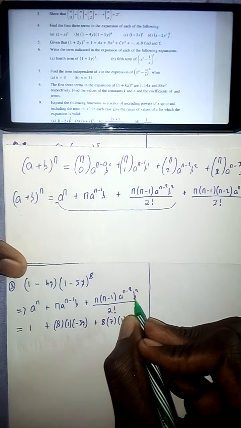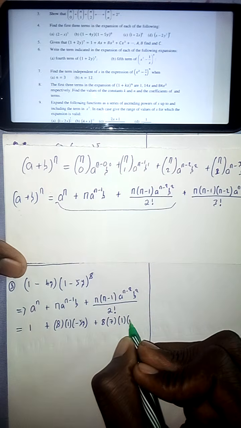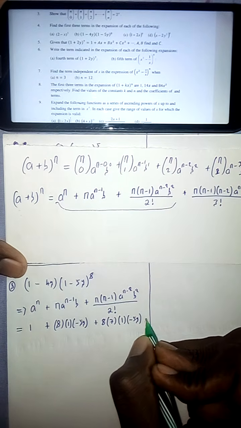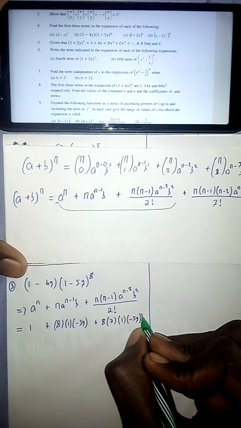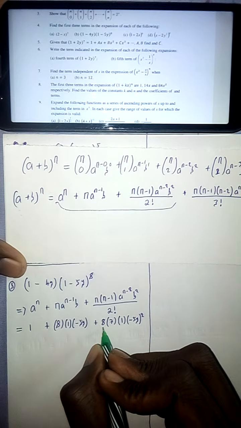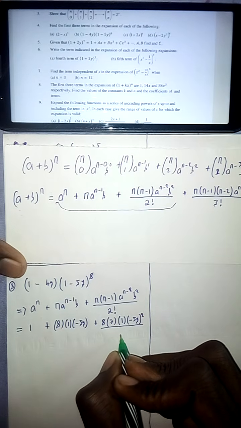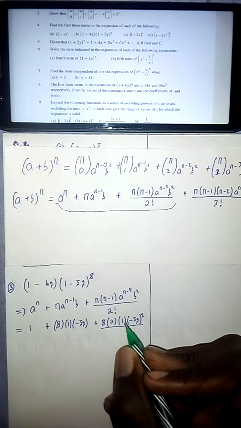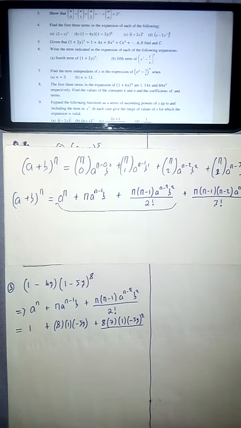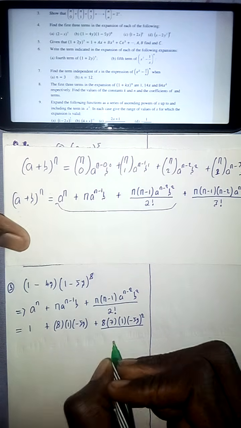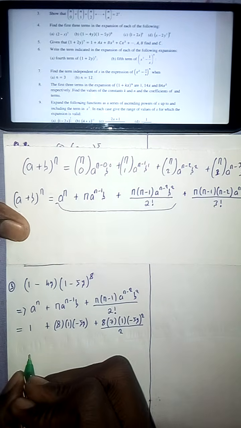What about for our b? Our b part is this one. So that is negative 5y squared, raised to the power 2, over 2 factorial. What is 2 factorial, guys? 2 factorial is simply 2 because it is the same as 2 times 1. So I have 2 there.